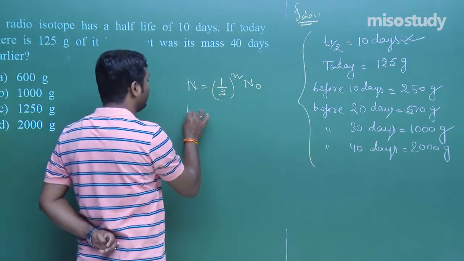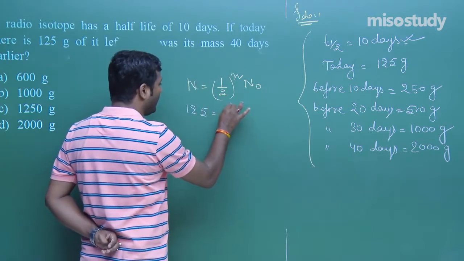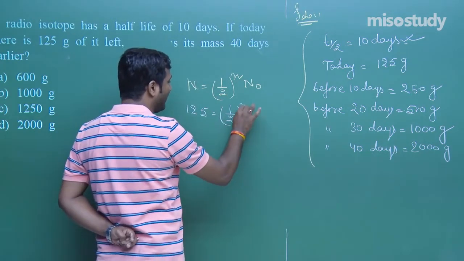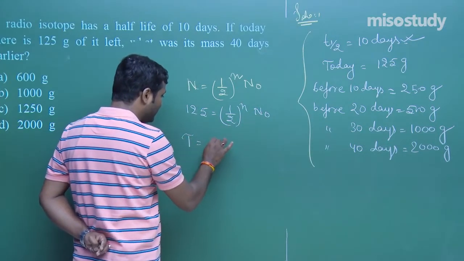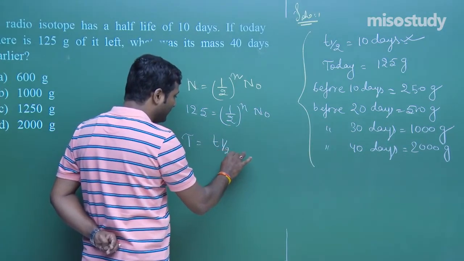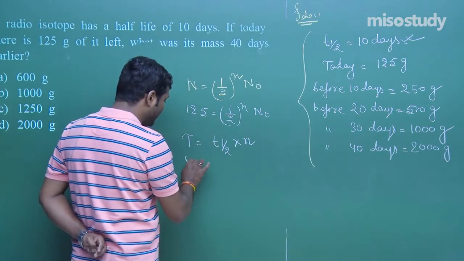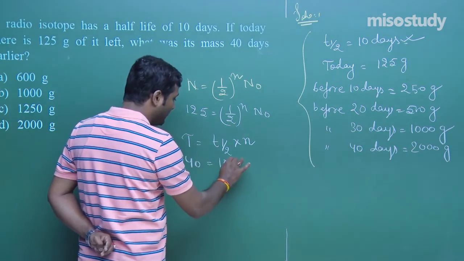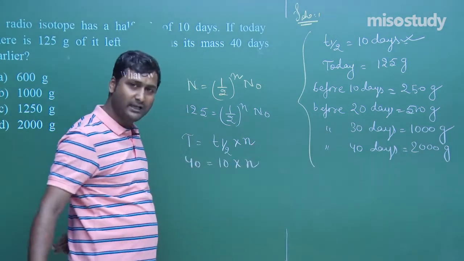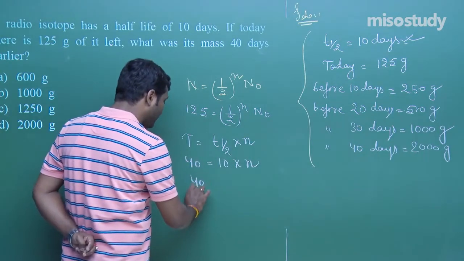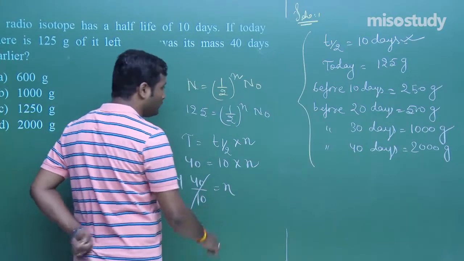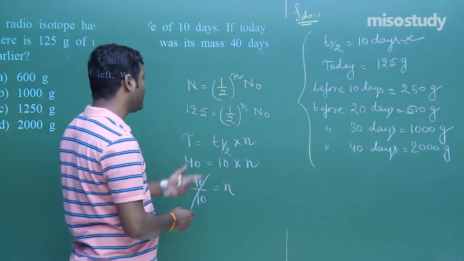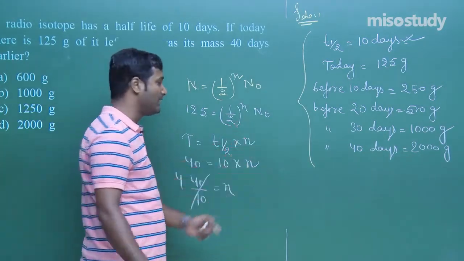By using this also you can find out the value. Here n is given 125, equal to 1 by 2 to the power n into n naught. We do not know the n. We know T is equal to T half into n, and T is given here 40 and T half is 10 into n. Clear? So 40 upon 10 is equal to n, that is 4. So put this value of n here, you will get the answer.